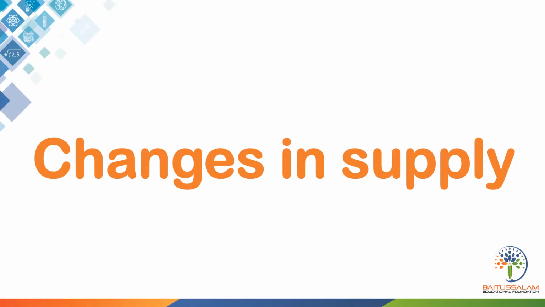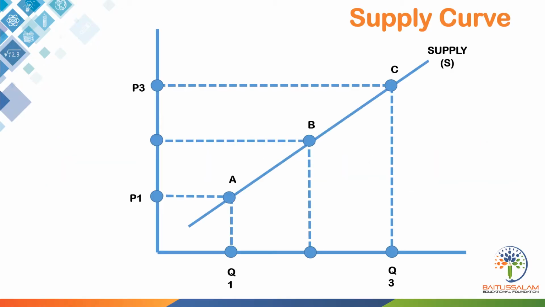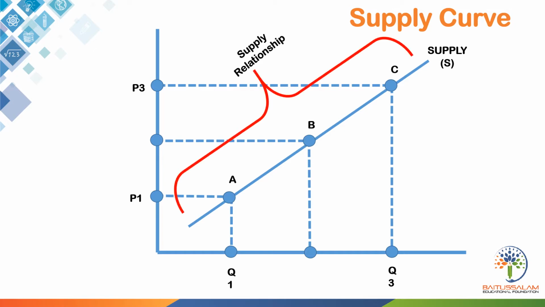Changes in supply. A, B, and C are points on the supply curve. Each point on the curve reflects a direct correlation between quantity supplied Q and price P. At point B, the quantity supplied will be Q2 and the price will be P2. An increase in prices from P1 to P2 would encourage the producers to produce more, as the producers are encouraged by high profits, resulting in an extension in the quantity from Q1 to Q2.